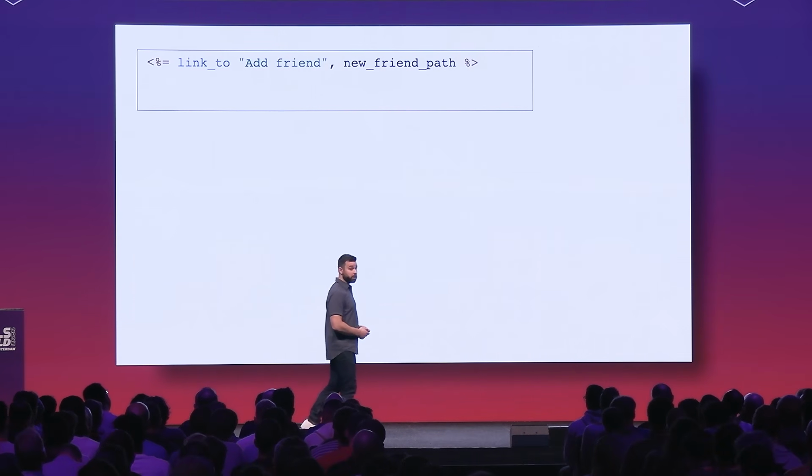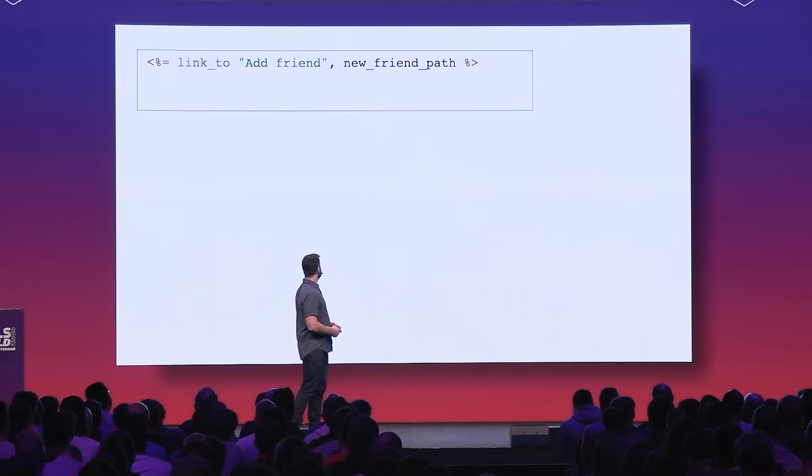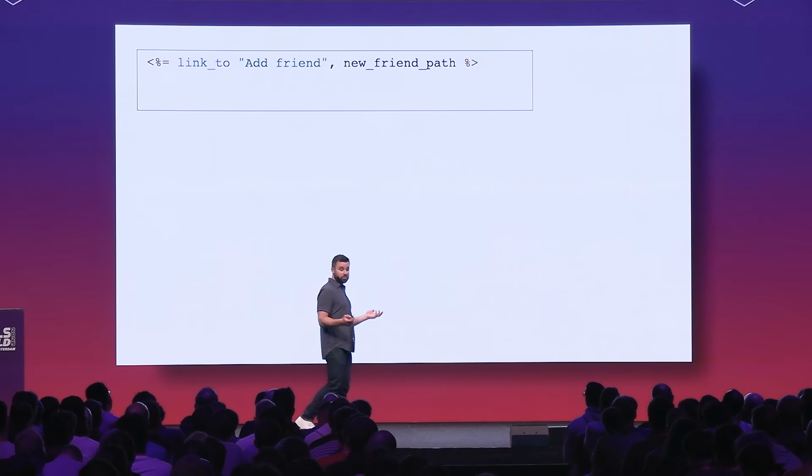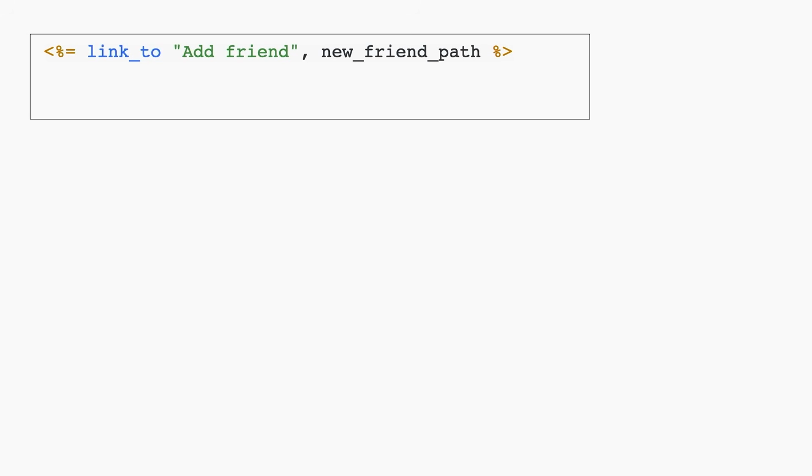We'll start with the HTML. We have an add friend button that links to the new friend path, a link to. We'll add a data controller to that: bridge--button. The double dash is to namespace the controller under the bridge directory.